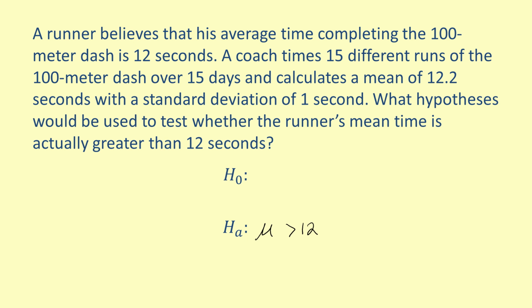The opposite of greater than is less than or equal to. So the null hypothesis is mu is less than or equal to 12.